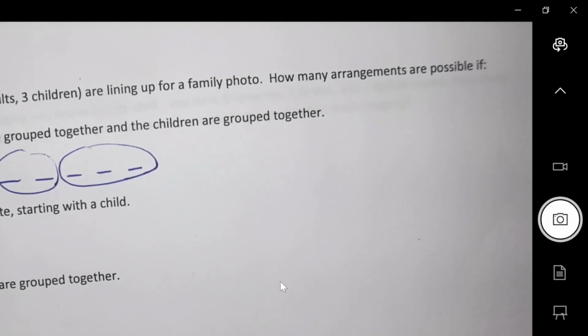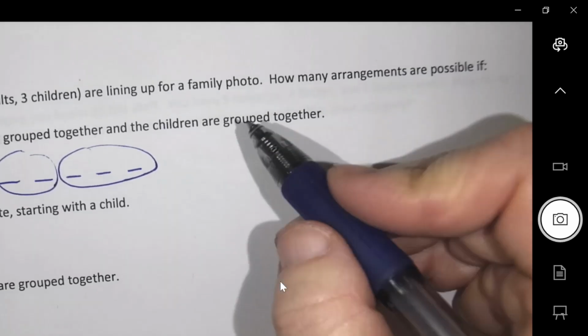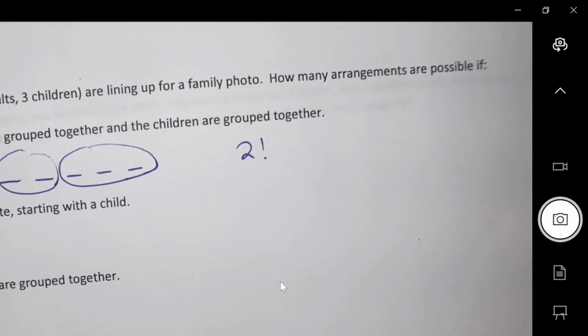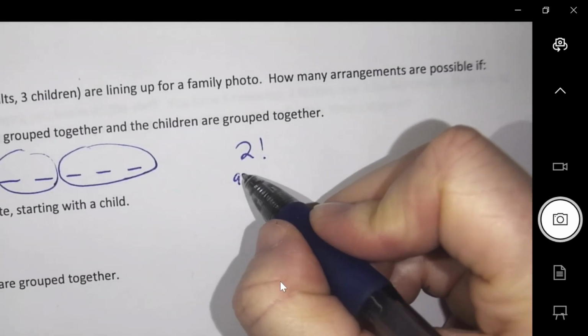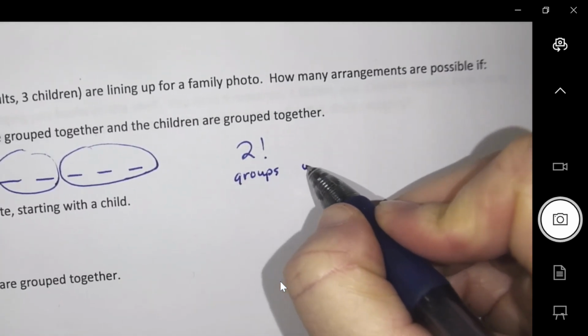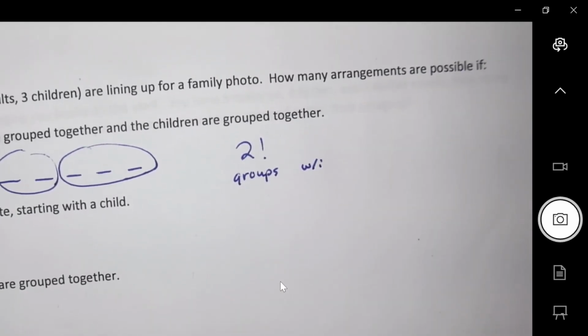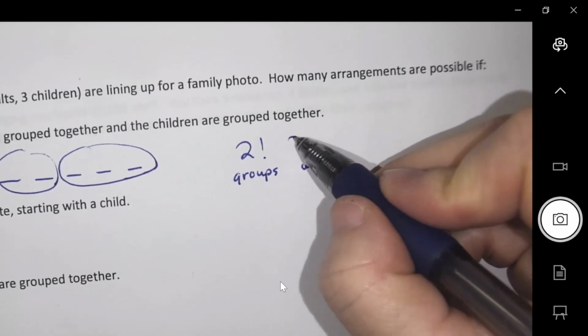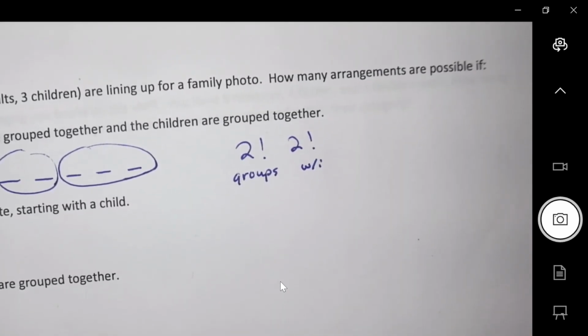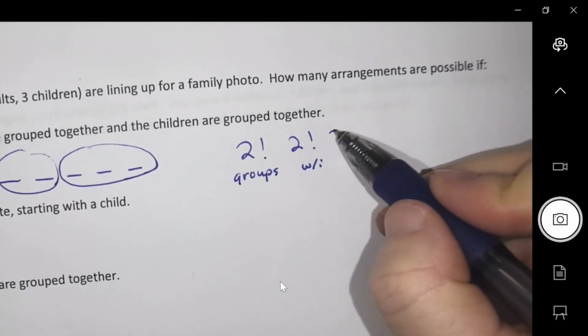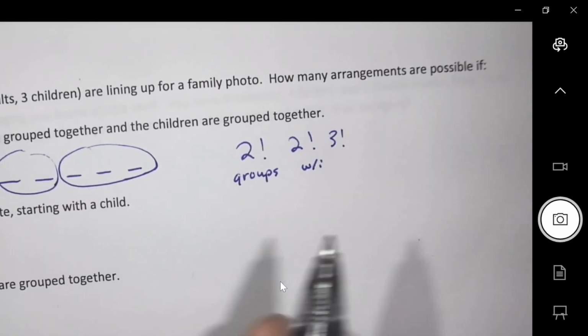So how many groups am I moving around? 2. I could either be doing adults, children, or children, adults. Then, so that's the groups. What happens within the group? So what could the adults do? They could do 2 factorial. And then the 3 children could also move around.